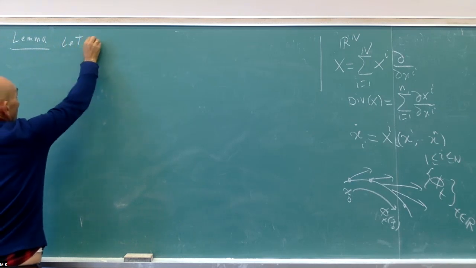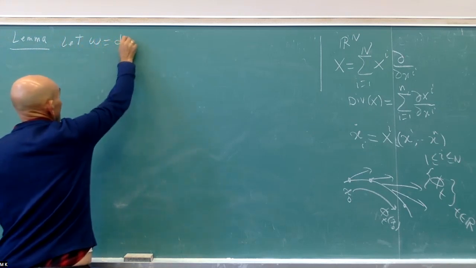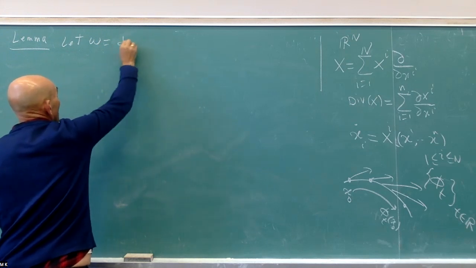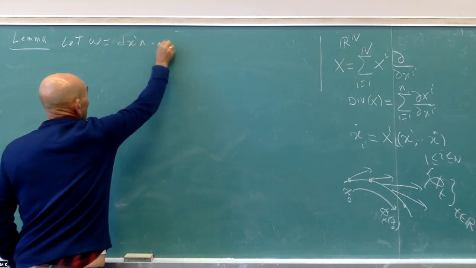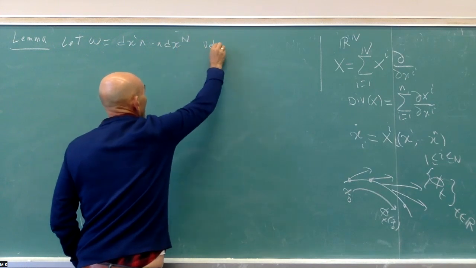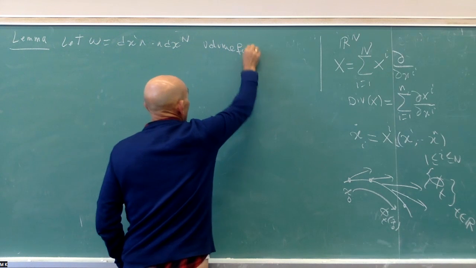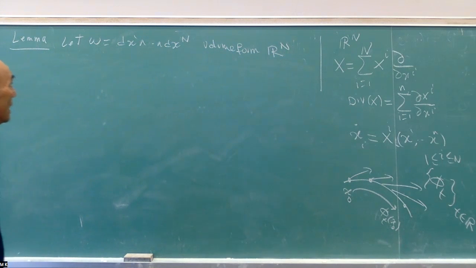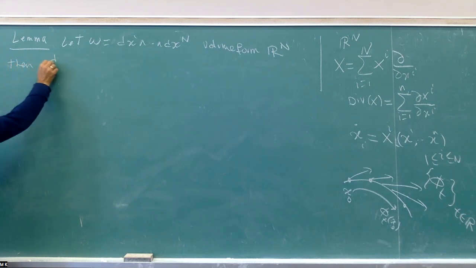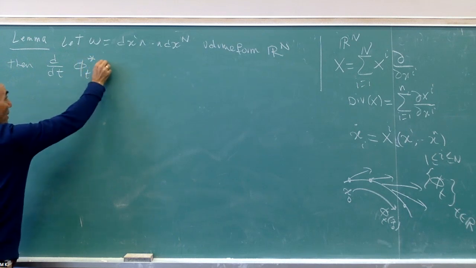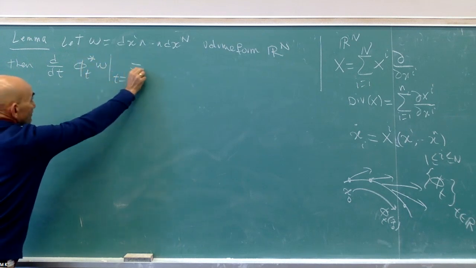Let omega be equal to dx1 wedge dxn, capital N, sorry. This is the volume form of R^N. Then d/dt of phi_t star of omega at t equal to 0.